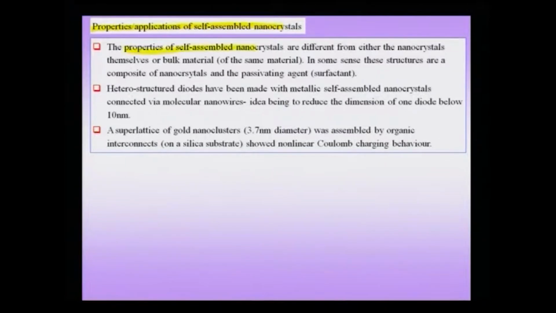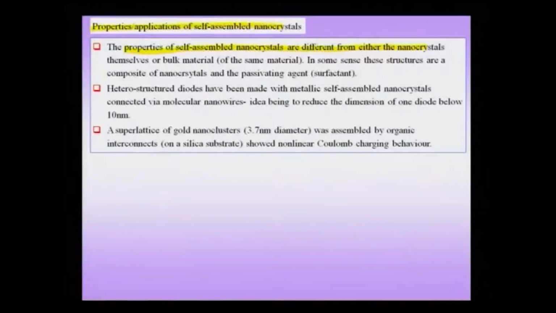The properties of self assembled nanocrystals are different from either the nanocrystals or the bulk material in some sense, because we are now making these nanocrystals with some passivating agent in many cases. As we saw in the case of gold, we have to use a passivating agent, and therefore the property is an outcome of a composite of the nanocrystal and the passivating agent. So, it is not merely a property of the nanoparticle which forms the crystal, nor merely a property of the passivating molecule, but some kind of an average or additional property which can come because of this composite.